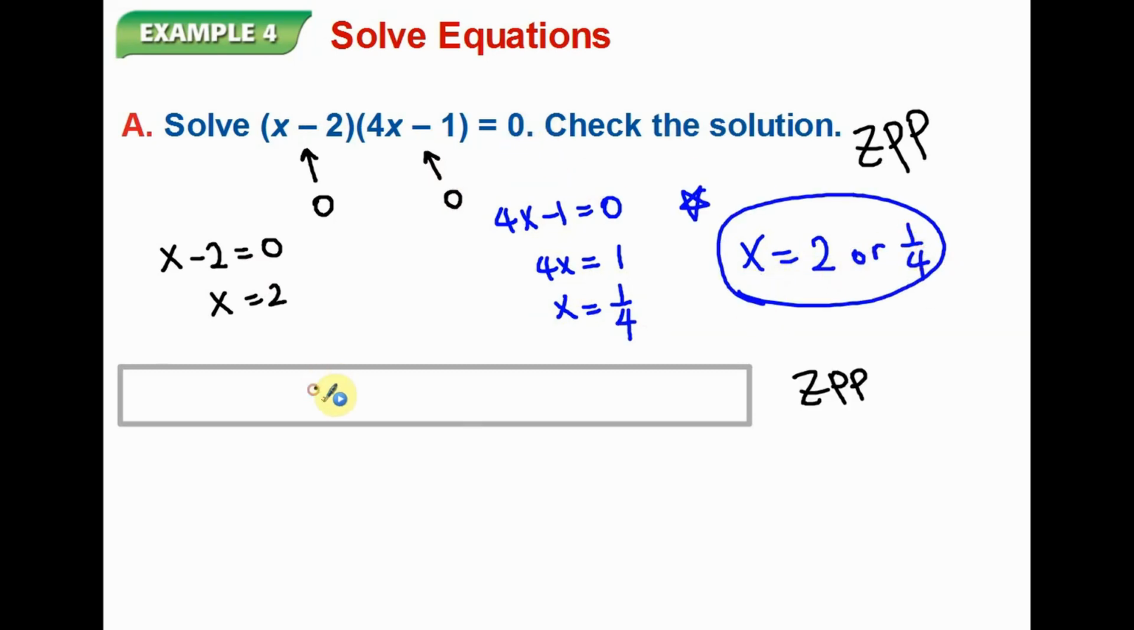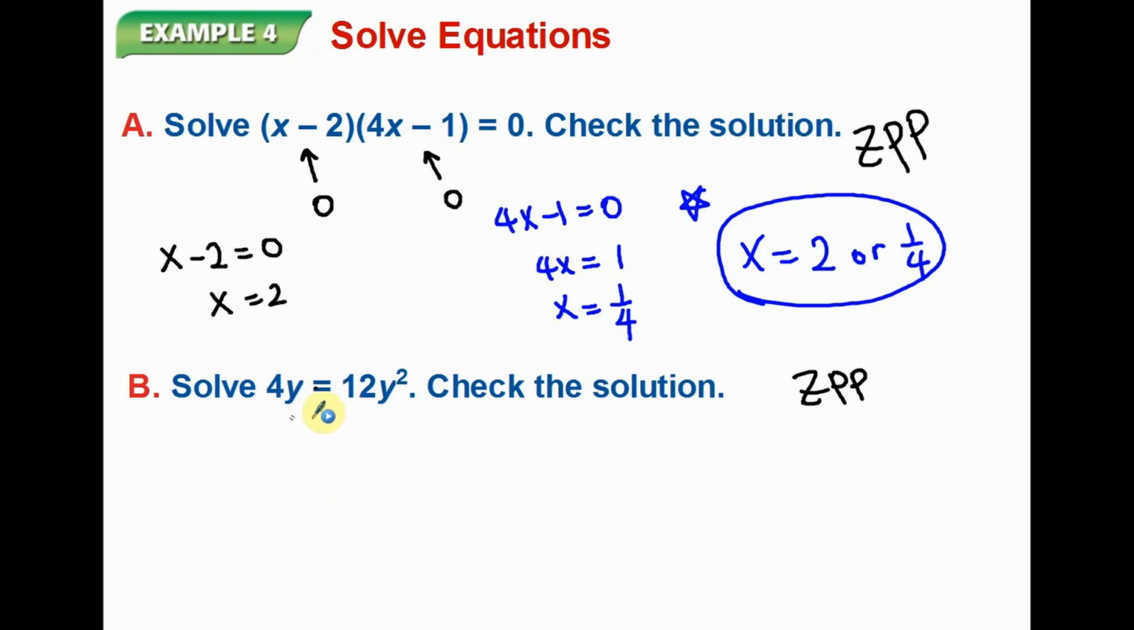For part B, solve 4y equals 12y squared, check the solution. In this case, if I want to use a ZPP, the first step is that you have to have 0 at the end, just like what you saw on the first problem. So first, let me either get rid of 4y to the other side, or you can do 12y squared to this side. I'm going to get rid of 12y squared from both sides by subtracting 12y squared. That will result 4y minus 12y squared is equal to 0.